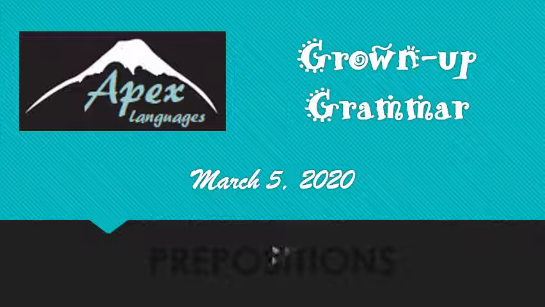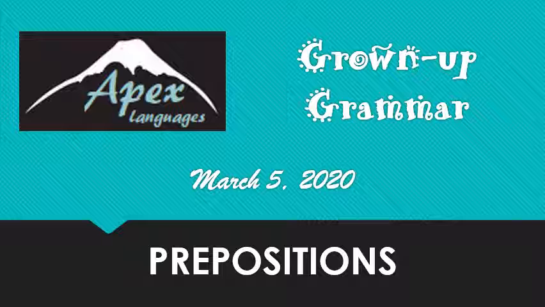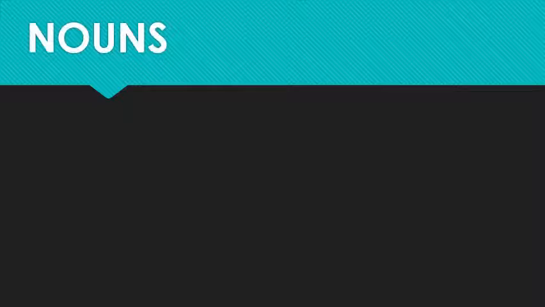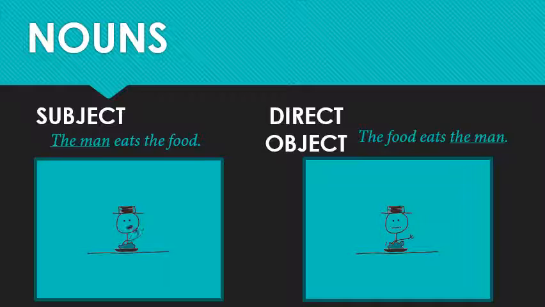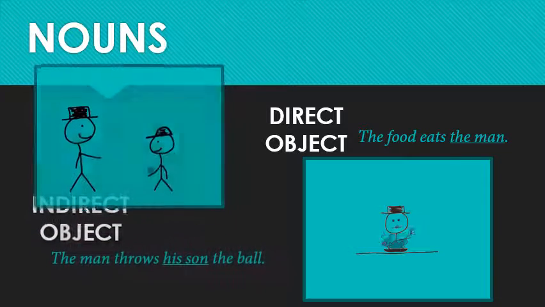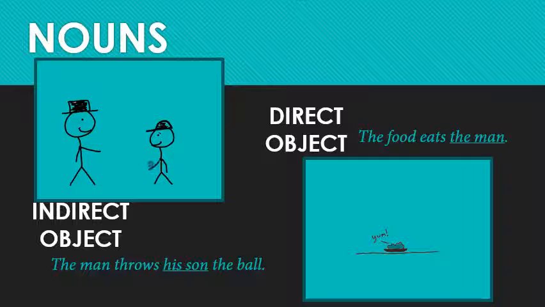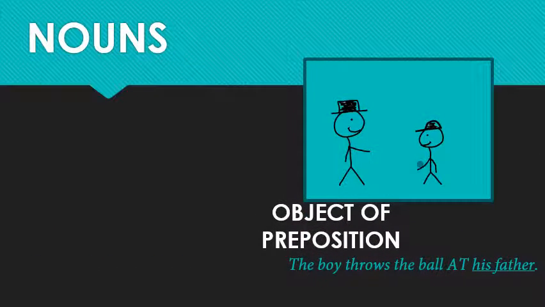Today, we're going to talk about prepositions. So we've been talking about nouns. We've talked about the subjects that come before verbs, direct objects which come after verbs, indirect objects which talk about who did something as opposed to what happened. And then there's one last category of nouns. Those are the objects of prepositions. So the boy throws the ball at his father.